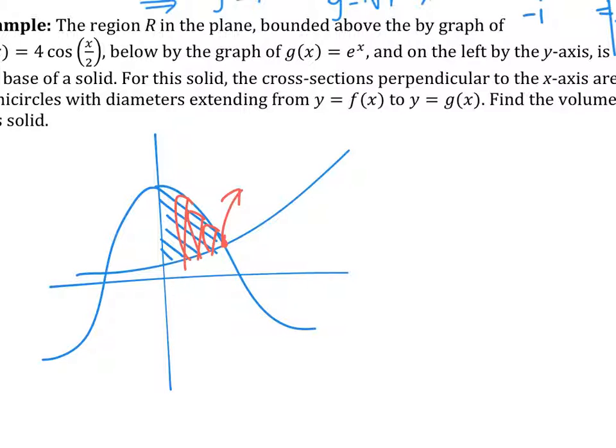Okay, so go ahead and graph it. All right, so at what point do they intersect? 1.196.